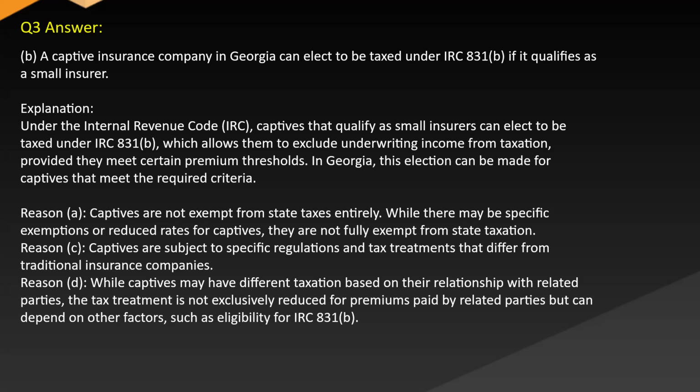Reason A. Captives are not exempt from state taxes entirely. While there may be specific exemptions or reduced rates for captives, they are not fully exempt from state taxation. Reason C. Captives are subject to specific regulations and tax treatments that differ from traditional insurance companies. Reason D. While captives may have different taxation based on their relationship with related parties, the tax treatment is not exclusively reduced for premiums paid by related parties, but can depend on other factors, such as eligibility for IRC 831(b).